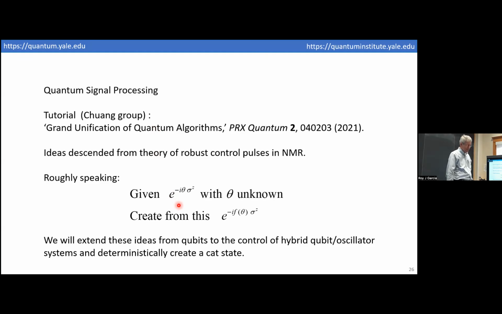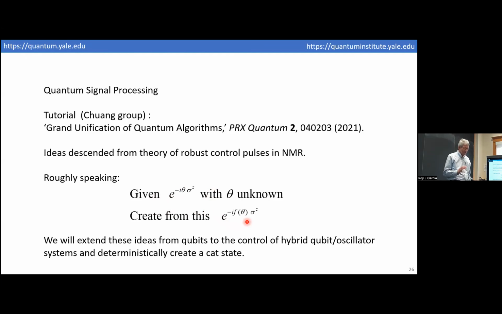So roughly speaking, what is quantum signal processing? Suppose I give you a unitary. I know ahead of time that it's a rotation, let's say of 1 qubit around the z-axis, but I don't know how big the rotation is. And I want a circuit which applies this unitary some number of times in some clever way, and creates from this unitary a different one, which is e to the minus i some specified function of theta times sigma z. Now, why is that interesting?